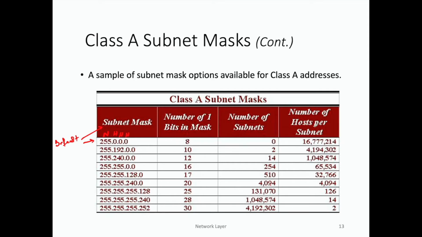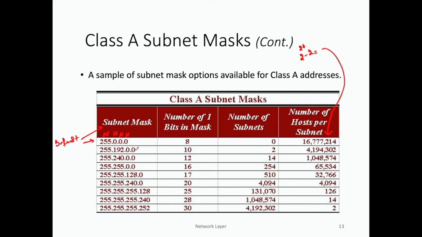So how many hosts per subnet can we create? 2 raised to the power of the number of bits in the host portion. How many bits are in the host portion? Yes, 3 octets, 24 bits. So 2 raised to the power 24 minus 2. This number is 16.7 million machines. We can assign addresses to 16.7 million machines.